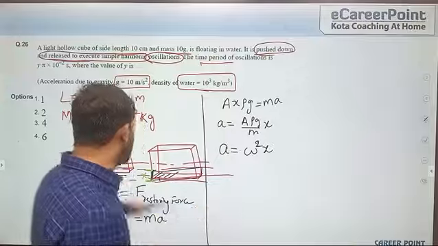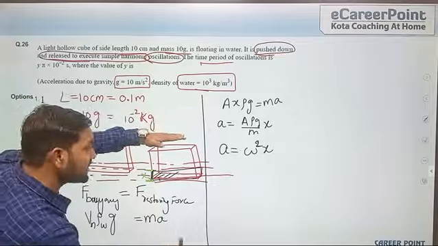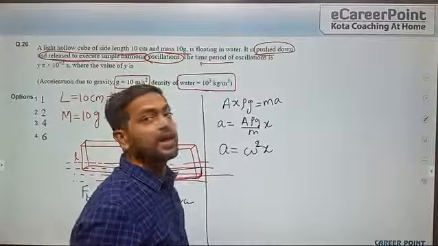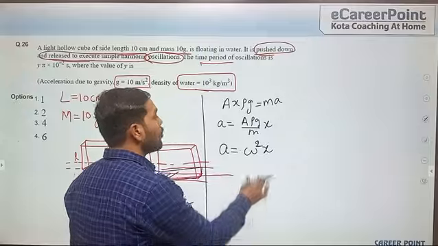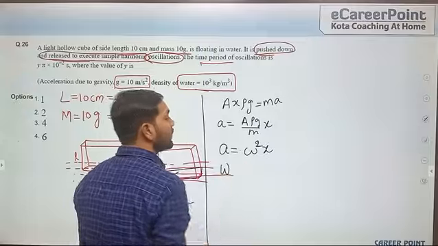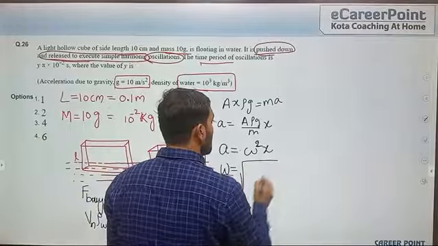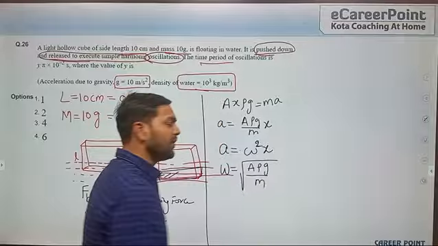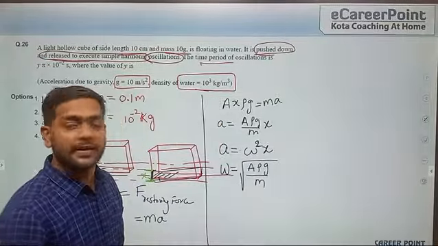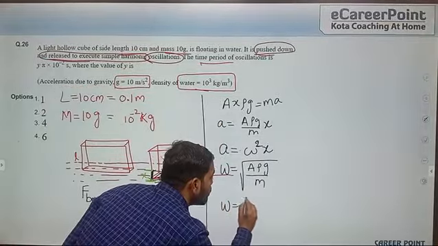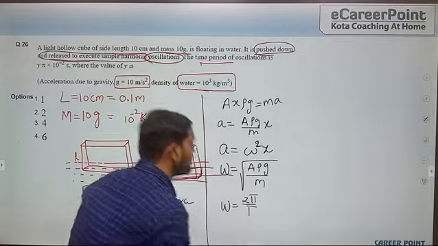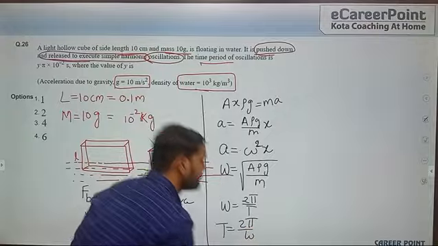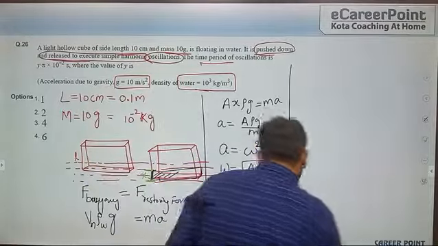But here, when you push downwards, the restoring force is upwards. So we get a equals omega square x. What is the value of omega here? That will be equal to the square root of A rho g by m. We know that omega is equal to 2 pi by T. I want to find the T value. T is equal to 2 pi by omega. So let us write the T value here.